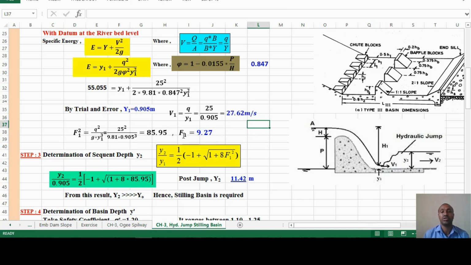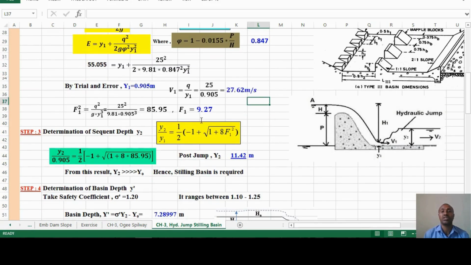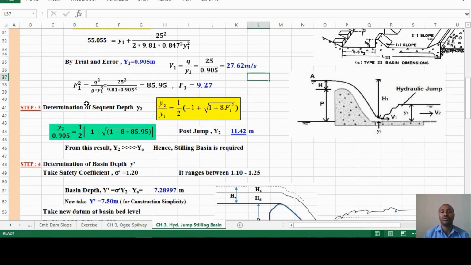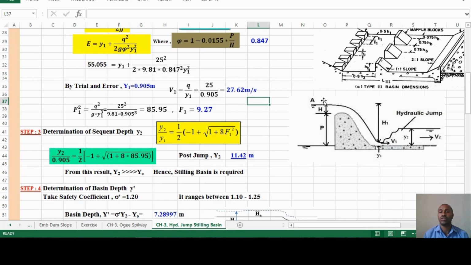Substituting this, you get the Froude number 9.27. You can see this is more than 1, so it is a supercritical flow. Now let us see the sequent depths. Step 3, determination of sequent depth y2. For y2 you can use this equation, where you can see the spillway height and design head, y1 before the jump, and after jumping you will have y2. So V1 and V2 you can calculate.